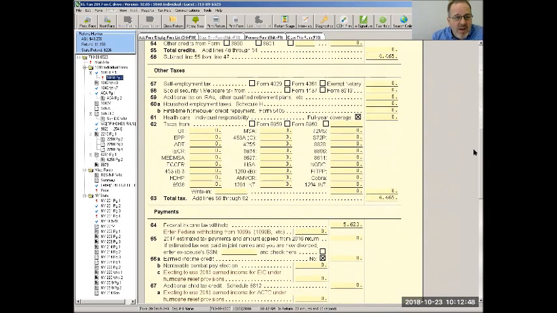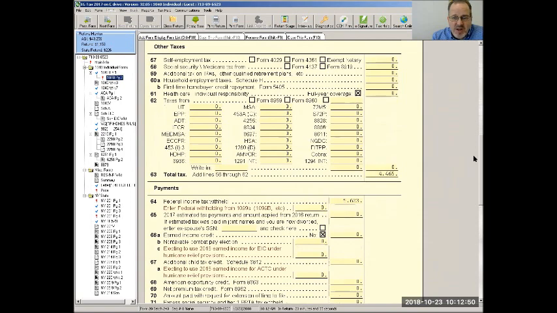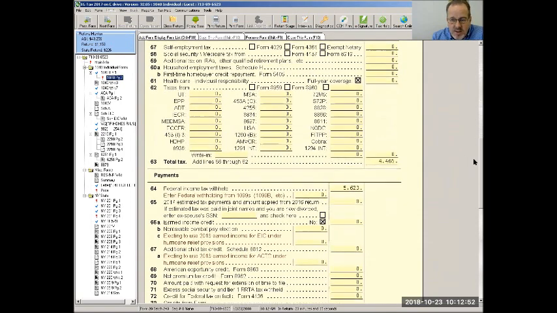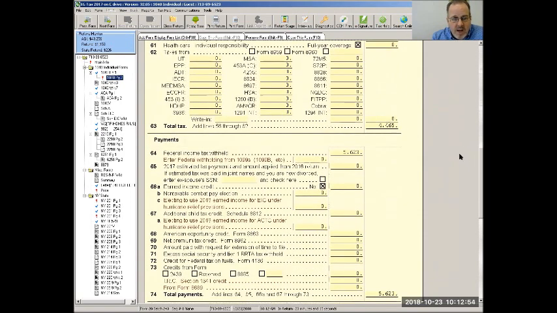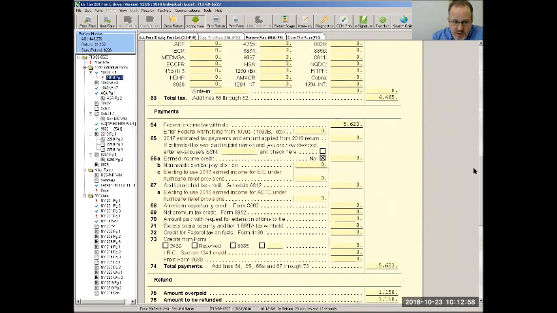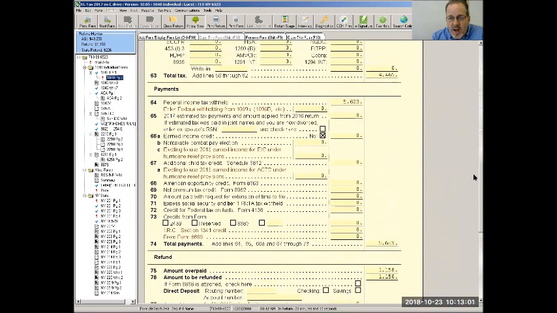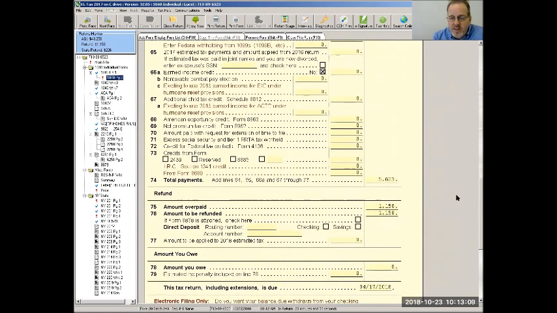So we have some of those. You're not part of the first-time home buyer's credit. That's one that always comes up. We have your tax withheld. You do not qualify for the earned income credit. So I had a tax bill of $4,465, and you had withholding of $5,623. So that means you have a refund today of $1,158.